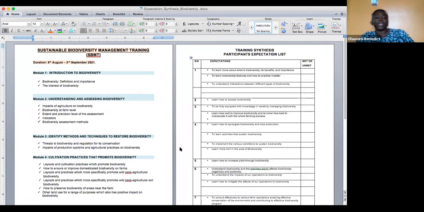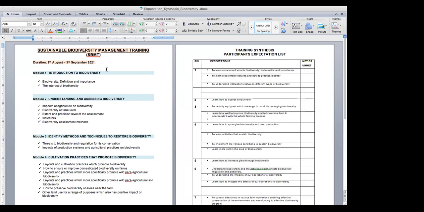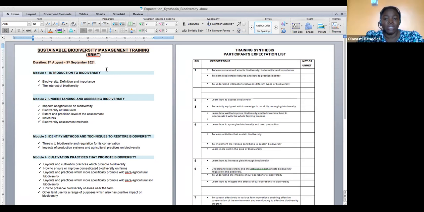So this is our training. We call it in COLA-ACP our expectation synthesis. When we came in to start the course, we all remember that when we filled the training expectations, we wrote there some of the things that we are expecting to understand when we are on this training. So we are going to go through those expectations and see if those expectations have been met. So this training is all about sustainable biodiversity management. Can we all see my screen, please? Yes. And we can see the sustainable biodiversity management training documents.